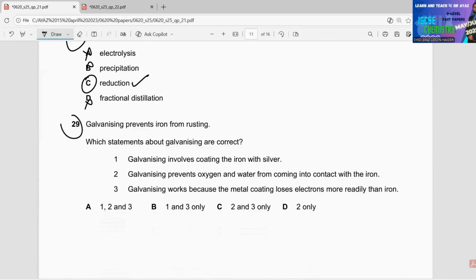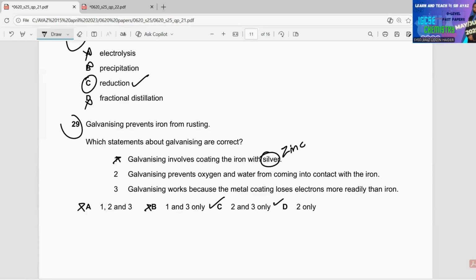29. Galvanizing prevents iron from rusting. Which statements about galvanizing are correct? 1. Galvanizing involves coating the iron with silver. No, it does not involve coating with silver. It involves coating with zinc. If one is incorrect, then A and B are incorrect. Either C is correct or D is correct.